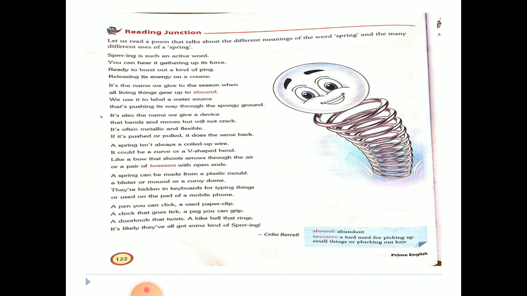Now let's come to the next stanza. It's also the name we give a device. Now it is also the name of a device that bends and moves but will not crack. It can be bent, it can be moved, but it will never crack. You can see in the picture, this is the device only. It's often metallic and flexible. It is made up of metal and it is flexible.